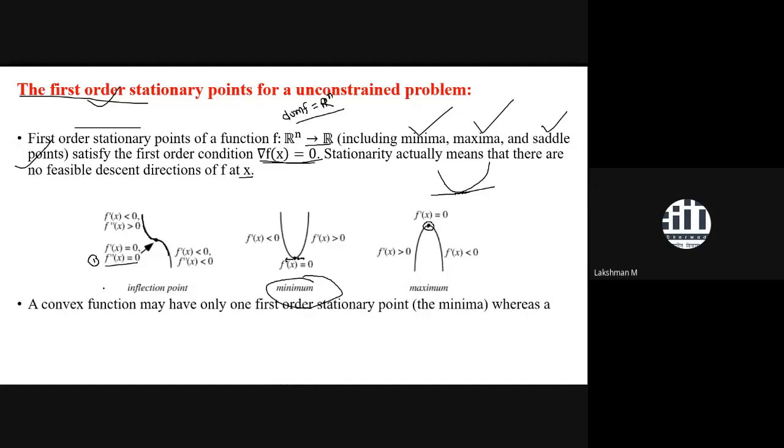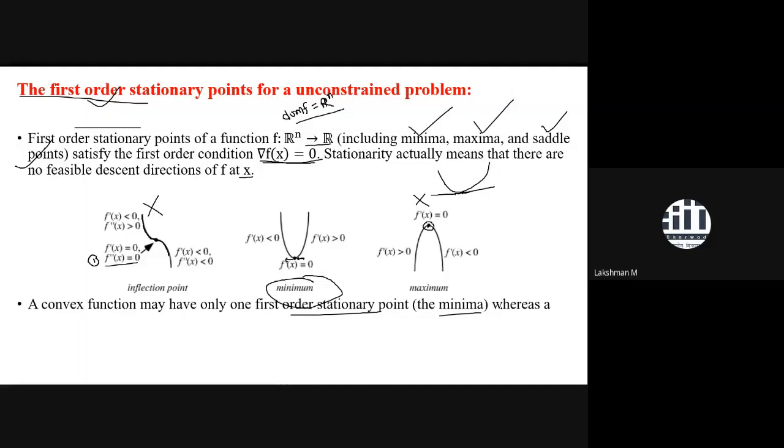So a convex function may have only one first order stationary point. If you are talking about a convex function, then it can't have this situation. Maxima you can't get, and in this saddle situation you can't get minima either, because I'm talking about convex functions from a minimization perspective. I'm not talking about maximization. Here our optimization problem is all about minimization. So in the case of a convex function, we will have only one kind of stationary point, that would be a minimum, or local minimum.